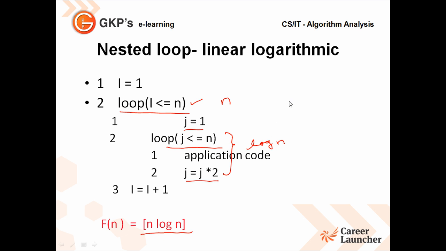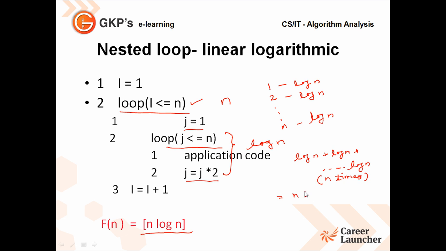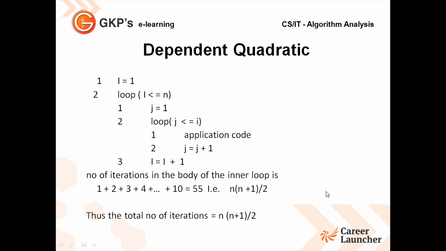The meaning is that if i is equal to 1 in the outer loop, the inner loop is running log n time. If i is 2, this is also running log n time, and up to n, it is running log n time. So we add log n plus log n plus log n up to n times, log n, n times, and we will get a total of n log n. So its running time is n log n.